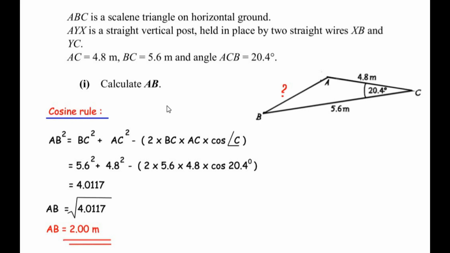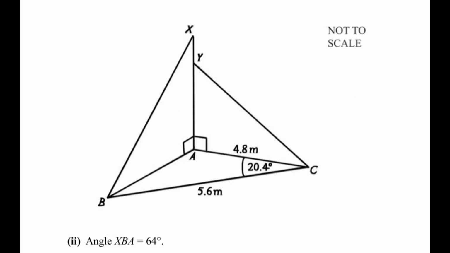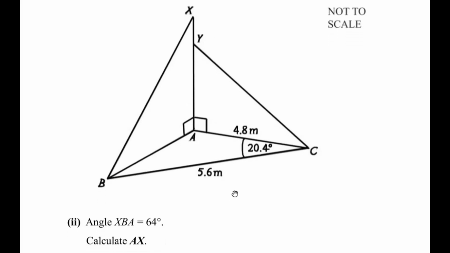Now let us look at the second sub-question. Angle XBA is equal to 64 degrees. Calculate the length of the side AX. So let me write here, the angle B is given as 64 degrees and we have to find out the length of the side AX.